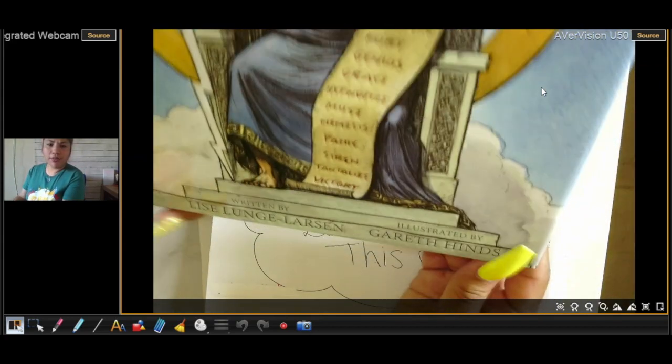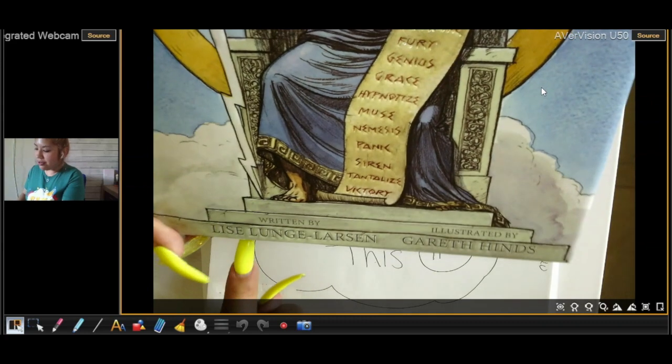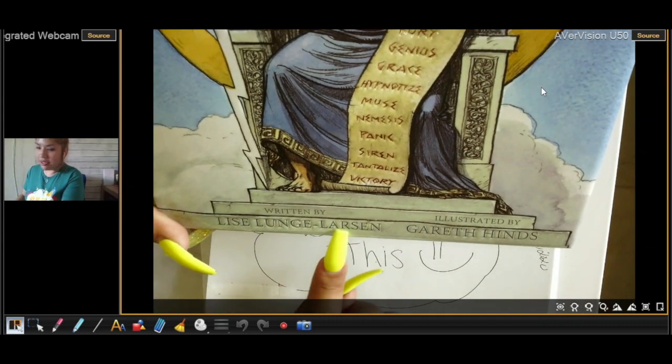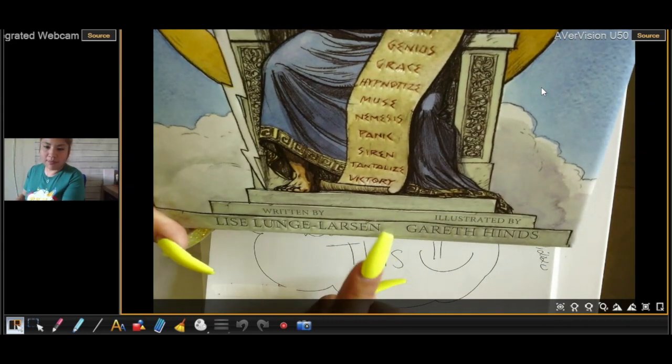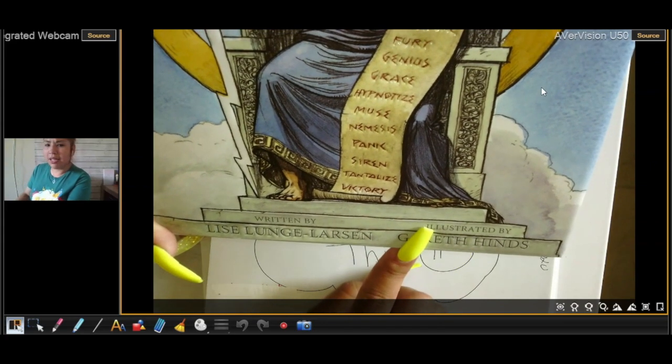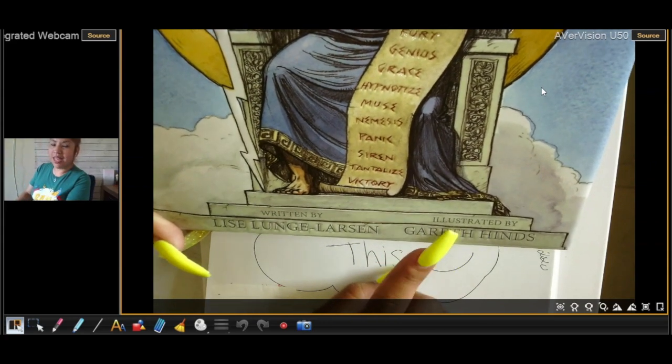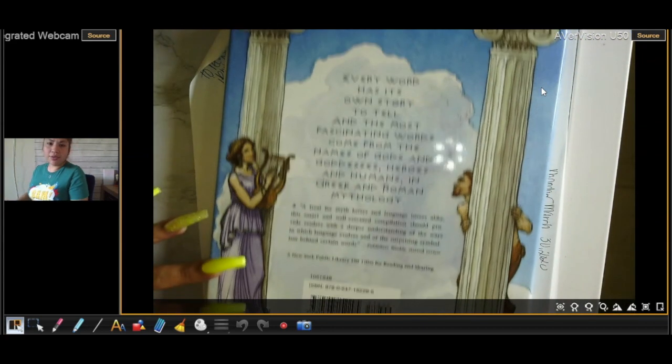Okay, now I want to go to start and let's open our book. Did we say who the author was? No. So the author was Lisa Lung Larson, and it was illustrated by Gareth Hintz. What does it mean by illustrated? That's the person who did the illustrations, right? Good. Now let's go to the back.